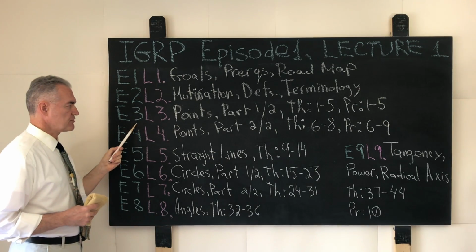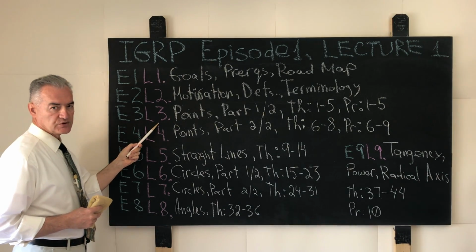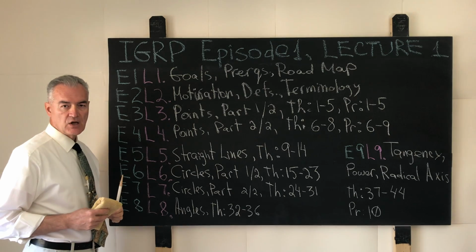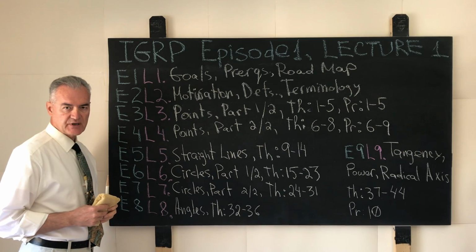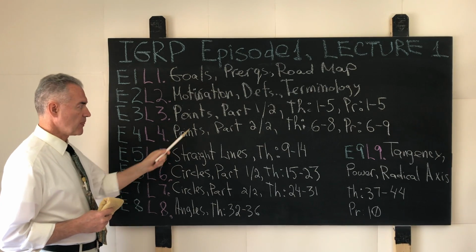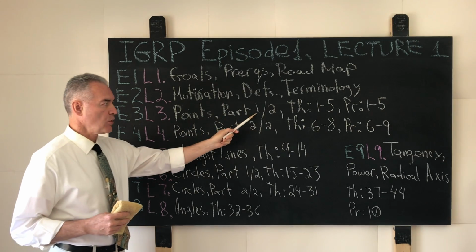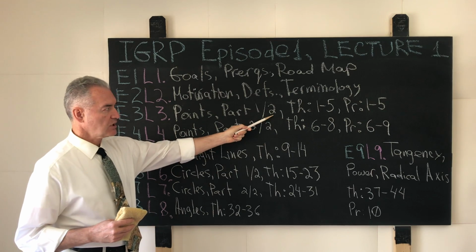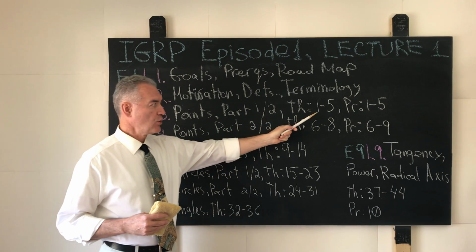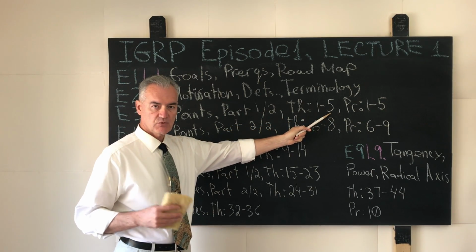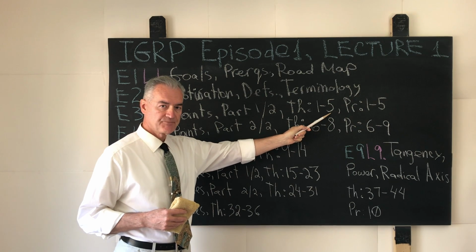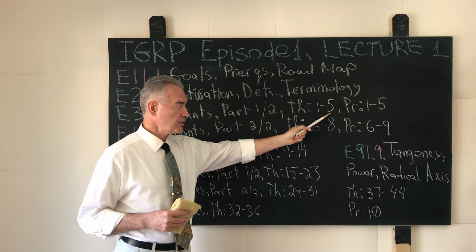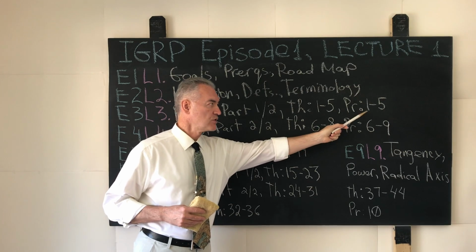In episode 3, lecture 3, we will see how inversion of the real plane with respect to a circle acts on points. This will be part 1 of a 2-part installment in which we will cover theorems 1 through 5, and we will solve the introductory straightedge and compass problems 1 through 5.